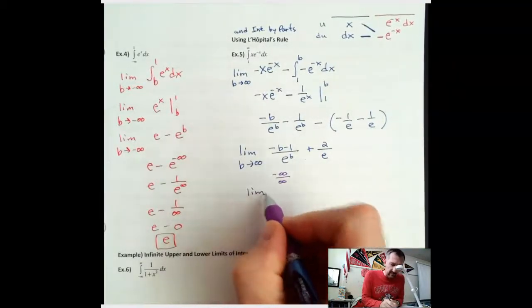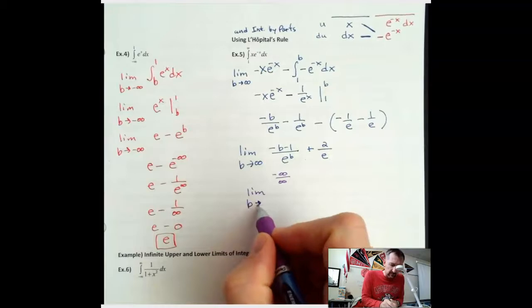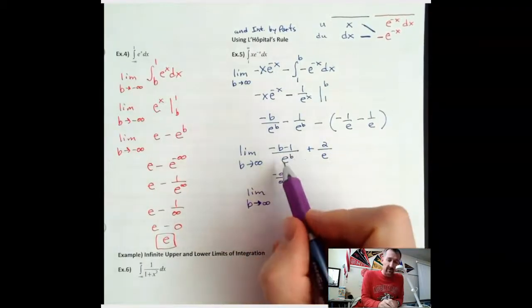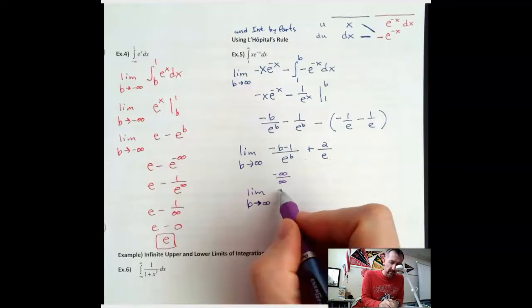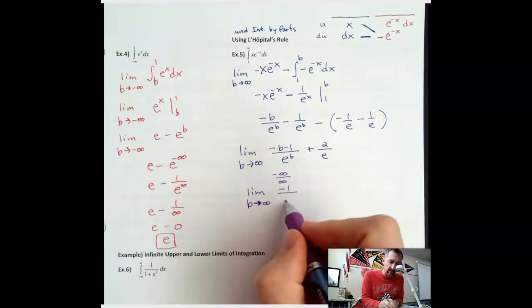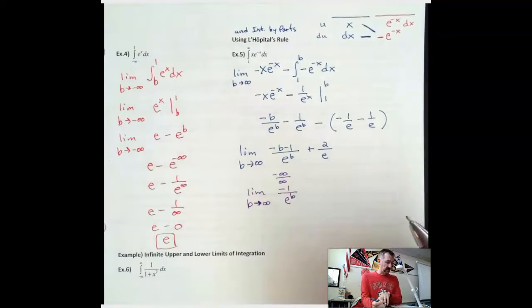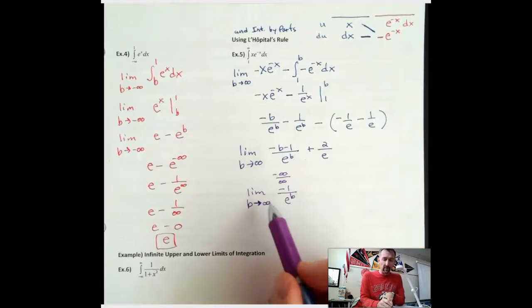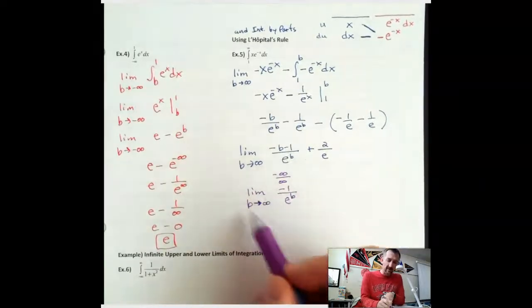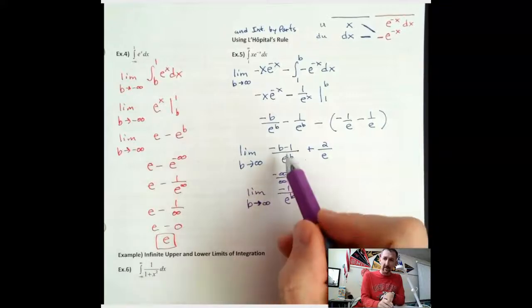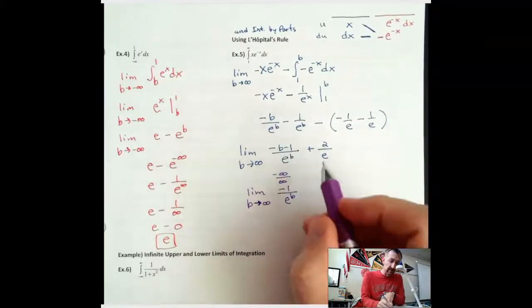So we want to take the limit as b approaches infinity, and we want to take the derivative of both of those. So the derivative of the numerator is negative 1. I should have left a little space there, but the derivative of the denominator is itself. So remember, when you do L'Hopital's rule, you absolutely have to show the limit of the derivatives. You have to write limit, and you have to have the derivatives of those things.